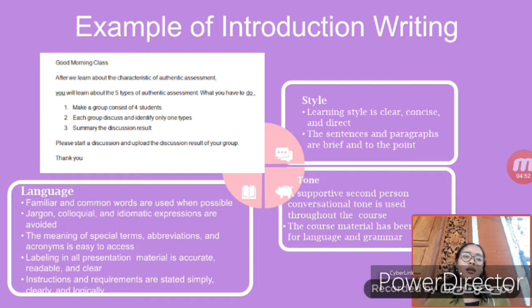For the first, style, writing style is clear, concise, and then direct. The sentences and paragraphs are brief and to the point. The language, familiar and common words are used when possible. Jargon, colloquial, and idiomatic expressions are avoided.